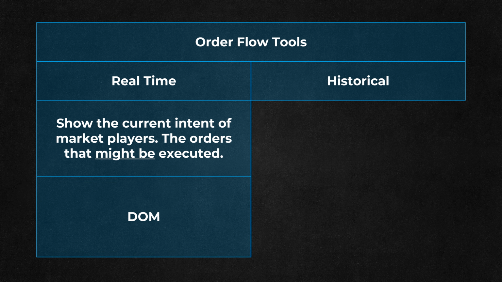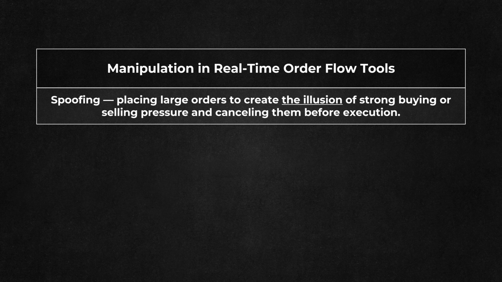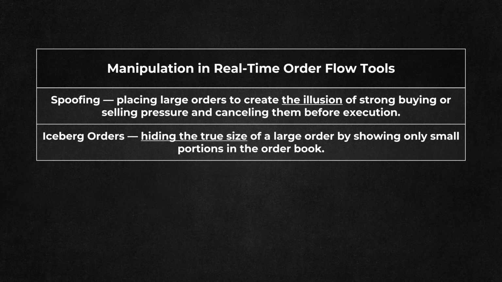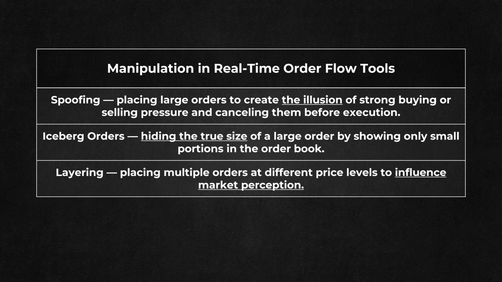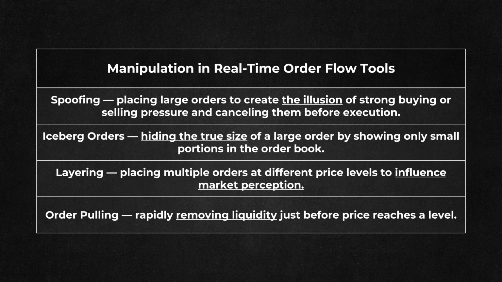The problem with real-time order flow tools is that they are subjected to different kinds of manipulation. Some examples include spoofing, which is placing large orders to create the illusion of strong buying or selling pressure and canceling them before execution. Iceberg orders, which is hiding the true size of a large order by showing only a small portion in the order book. Layering, which is placing multiple orders at different price levels to influence market perception. And order pulling, which is rapidly removing liquidity just before price reaches a level.